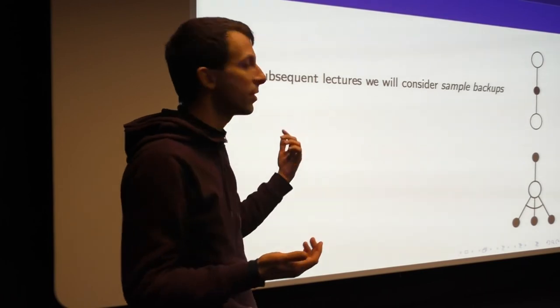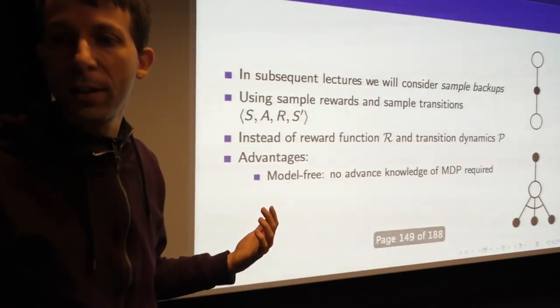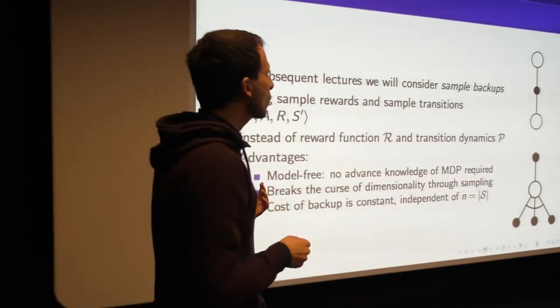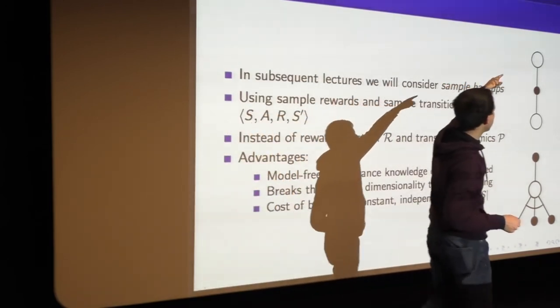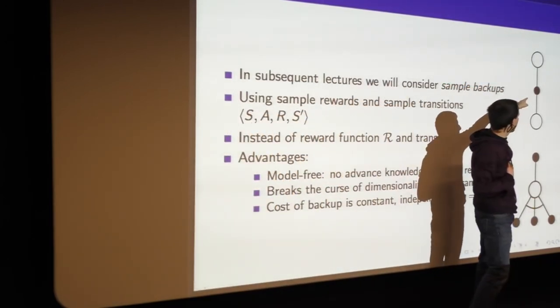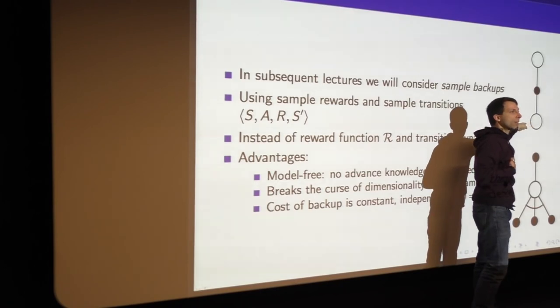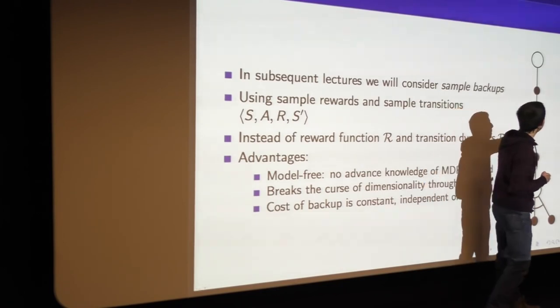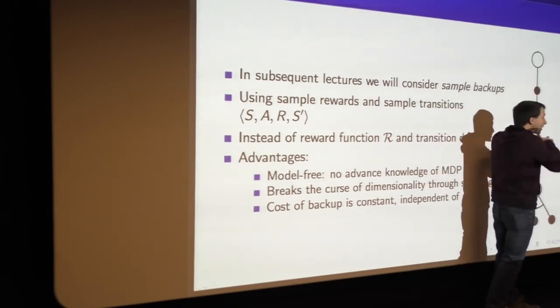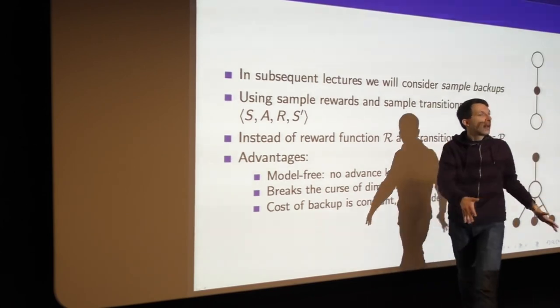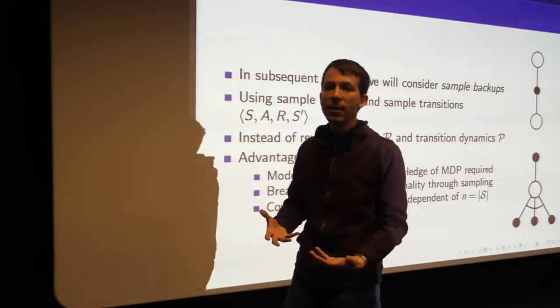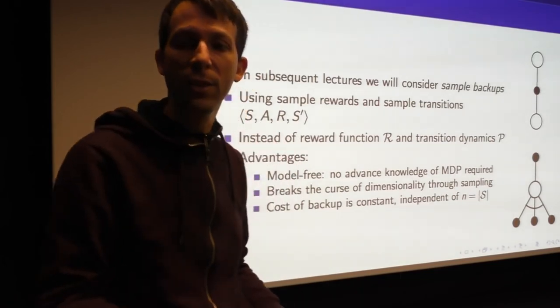In subsequent lectures, we'll consider sample backups that look like this. We're going to start in a state, sample one action according to our policy, sample one transition according to our dynamics, and do a backup based on that one sample instead of the full branching factor. That's going to give us a lot more efficiency. It's going to break the curse of dimensionality through sampling.